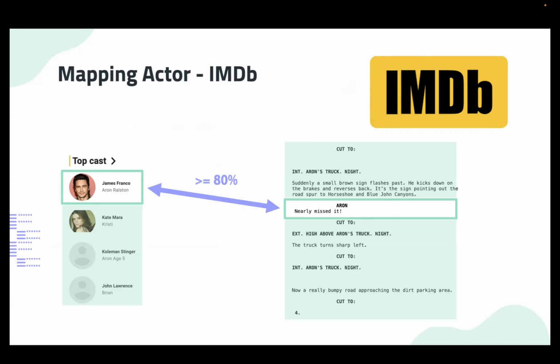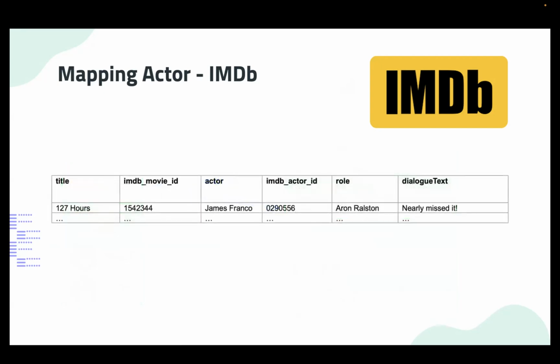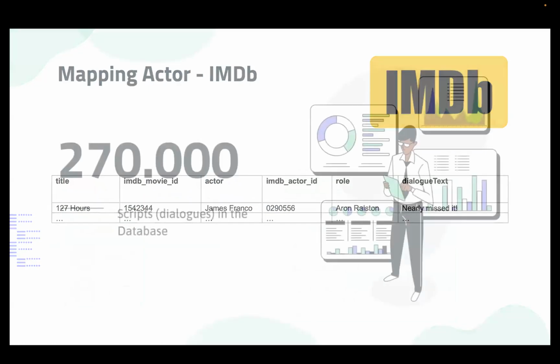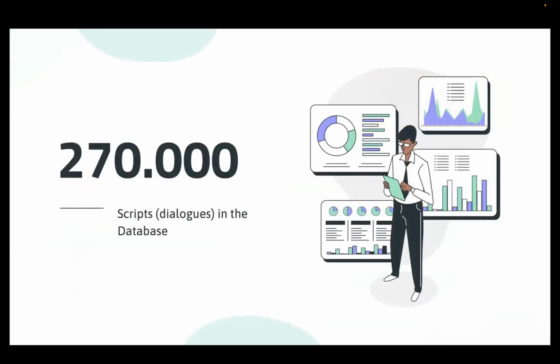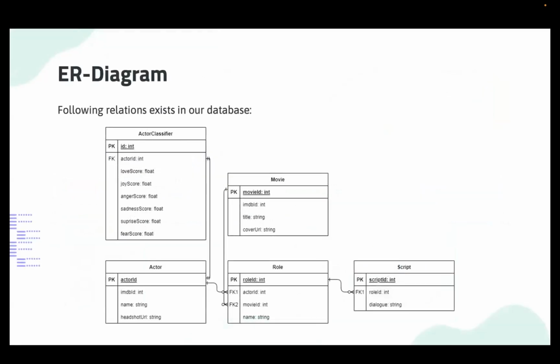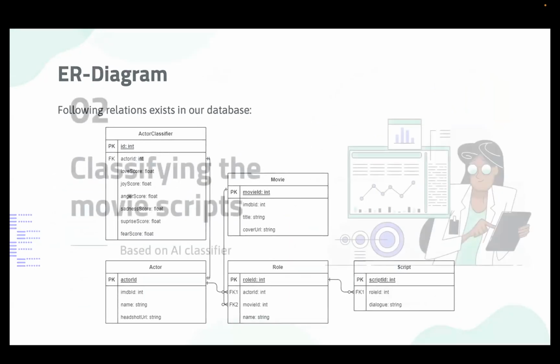For example, on the right it's just the name Aaron, but on the left you see Aaron Ralston. Because Aaron is in Aaron Ralston, it gets mapped, and as a result we get something like this: the title, the actor, the role, and the dialogue text. This is basically all the mapping we're doing. With this approach we got 270,000 scripts in the database. And this is our database diagram, but I think it's not really necessary.